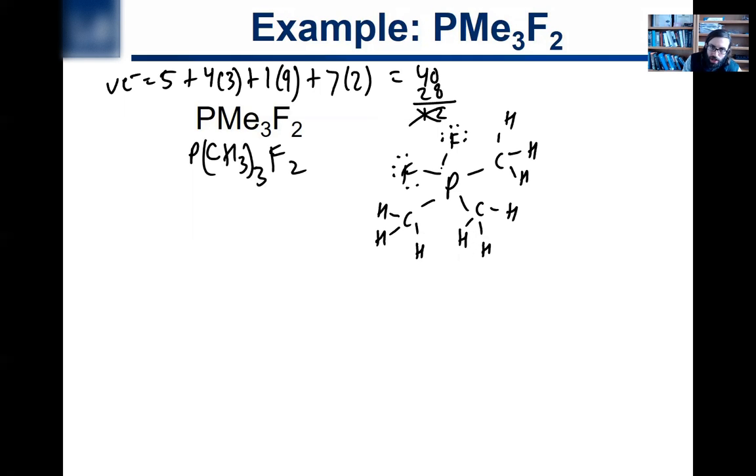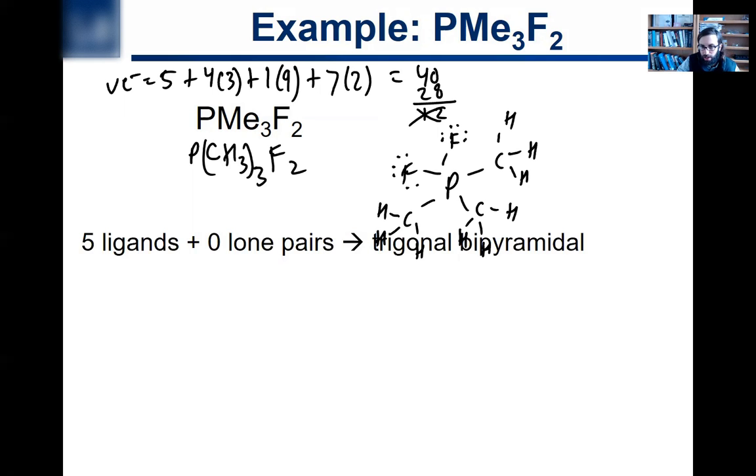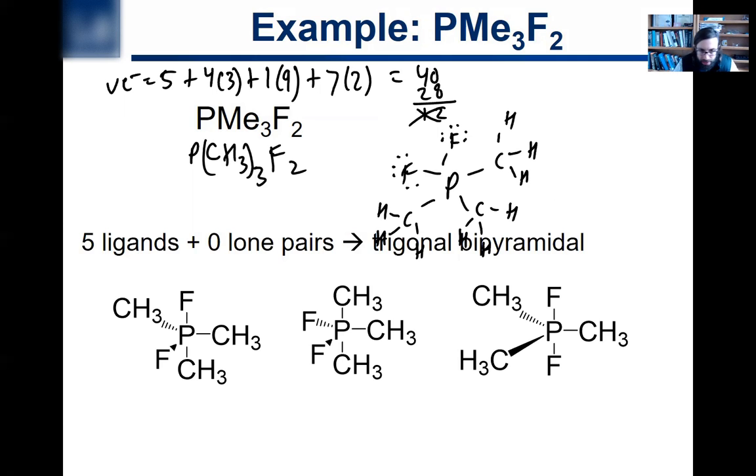So now we know we have around phosphorus, 1, 2, 3, 4, 5 ligands, no lone pairs. That's going to be a trigonal bipyramidal setup. Phosphorus has an expanded octet, but that's okay. It's in the 3rd period, so it can do that.